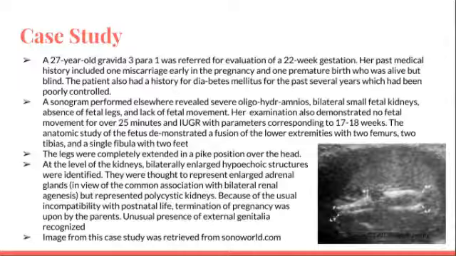At the level of the kidneys, bilaterally enlarged hypoechoic structures were identified. They were thought to represent enlarged adrenal glands in view of the common association with bilateral renal agenesis, but represented polycystic kidneys. Because of the usual incompatibility with postnatal life, termination of pregnancy was decided upon by the parents. Unusual presence of external genitalia was also recognized.